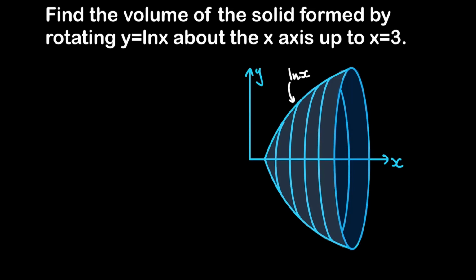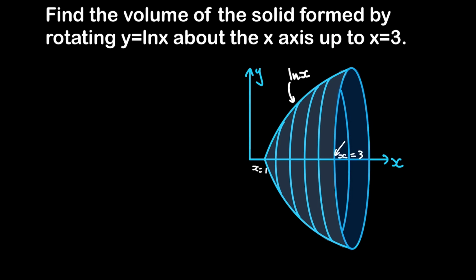Find the volume of the solid formed by rotating y equals ln of x about the x-axis up until x equals 3. So our natural log of x graph looks something like that, okay? And it follows this line over here, and it intersects the x-axis at x equal to 1. And we follow it all the way up until x equals 3.